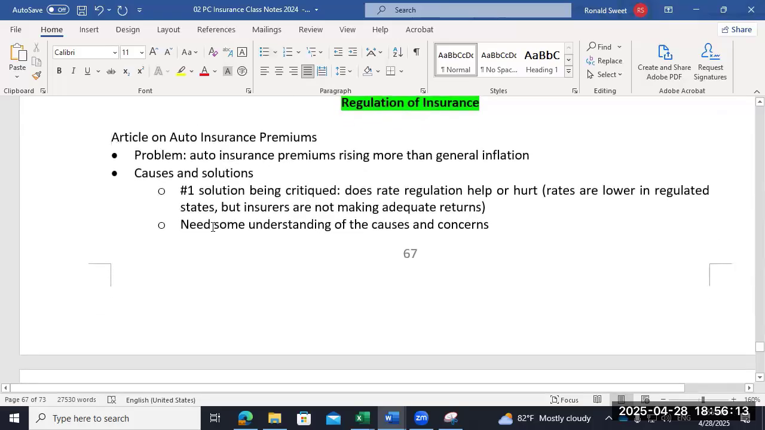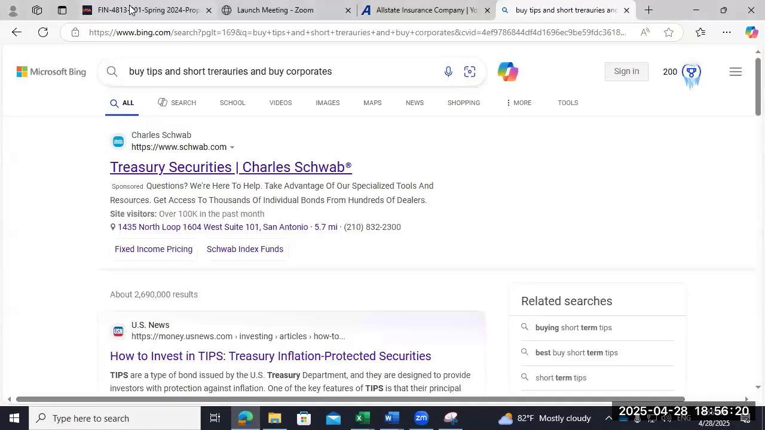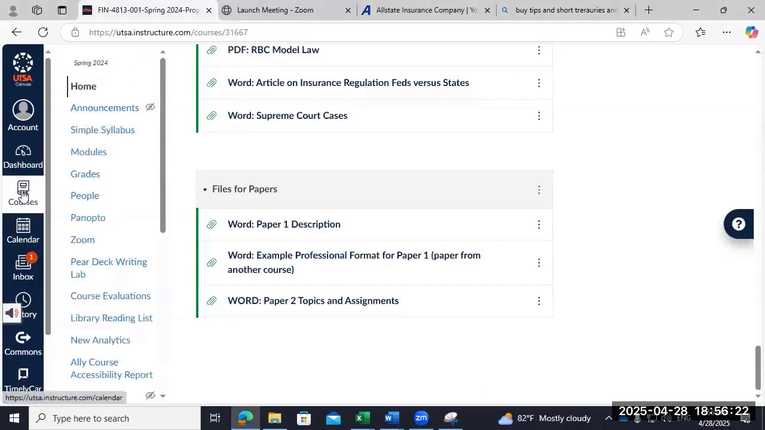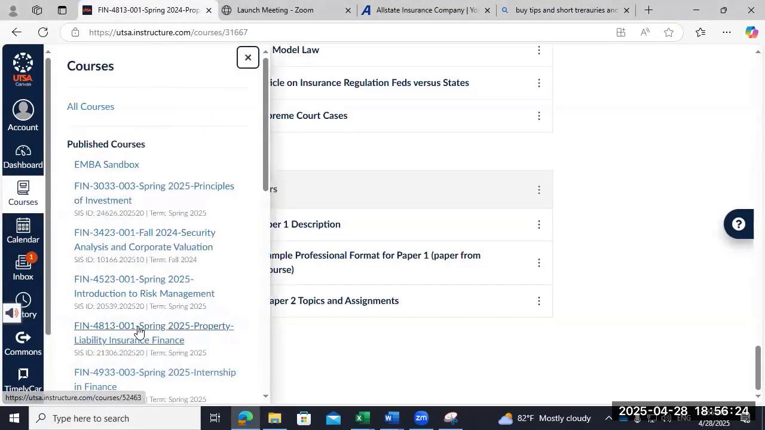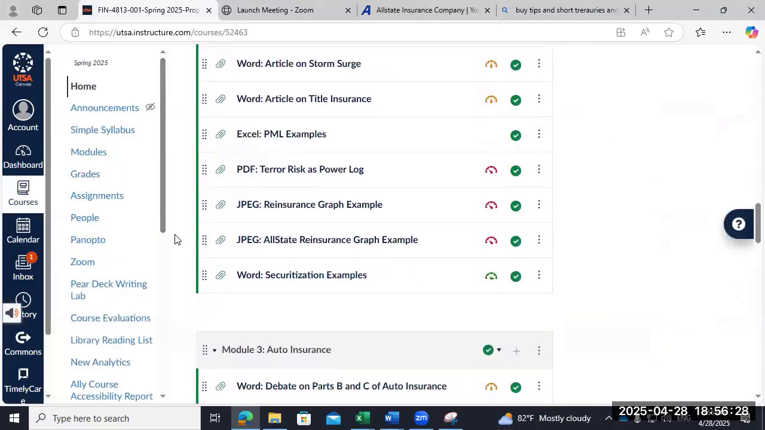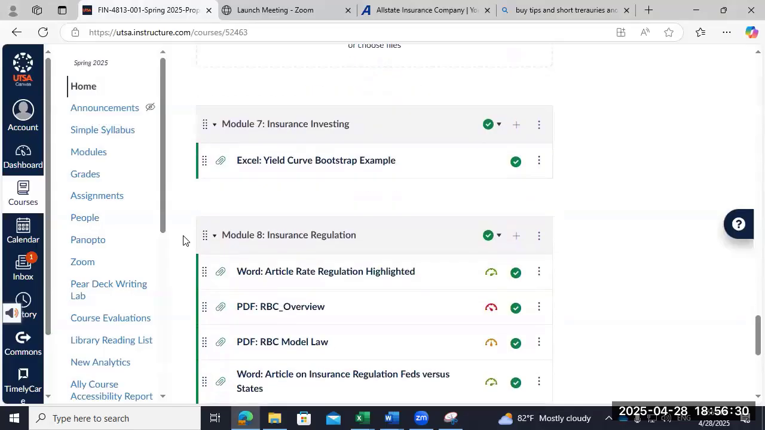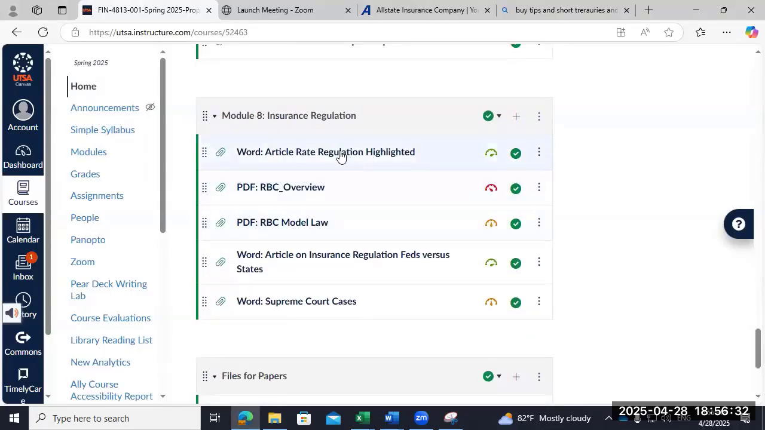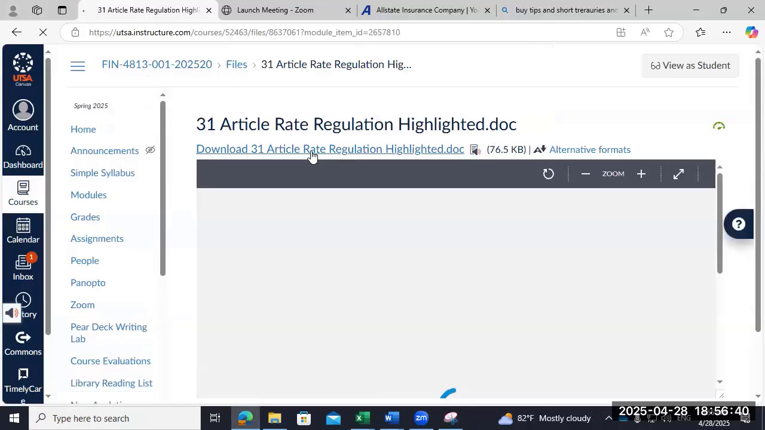There's an article. I won't go through the article, but I'll summarize it for you. I'll kind of walk you through the article. So this article here, it's really dated, but it's still applicable, at least the issues.